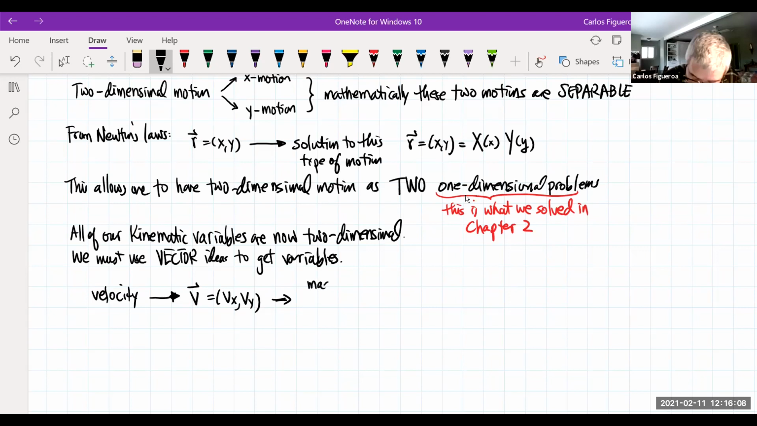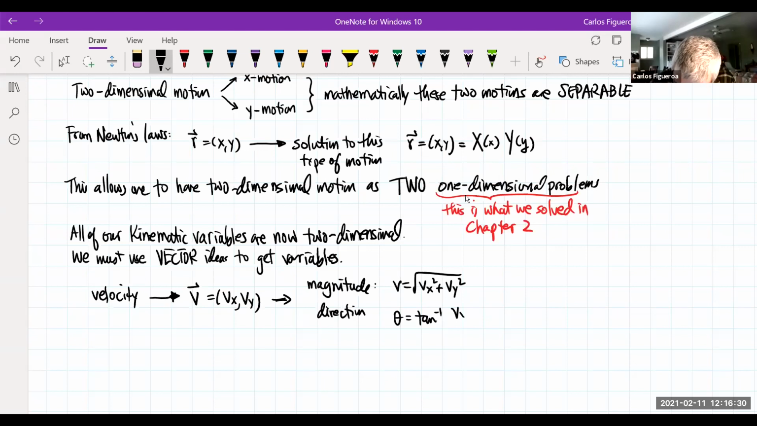I need to talk about its magnitude and its direction. How do we calculate these things? Well, we know that the magnitude must be the square root of Vx squared plus Vy squared. And we know that how we get the angle here must be Vy over Vx. So any variable that we talk about in two-dimensional motion is now two-dimensional, and so we have to use the vector ideas from the previous chapter.